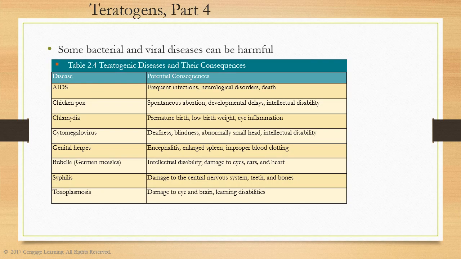So let's look at disease teratogens. They're considered bacterial and viral diseases. Those are some of the ones that can be most harmful. There's a list of the disease and then the potential consequence for the baby once they're born. With AIDS, you can see that the baby could have frequent infections, neurological disorders, or even death. Chickenpox, if the mother contracts chickenpox while pregnant, she could have spontaneous abortions, developmental delays, intellectual debilities for the child. Chlamydia can result in the child having a premature birth, low birth weight, eye inflammation.